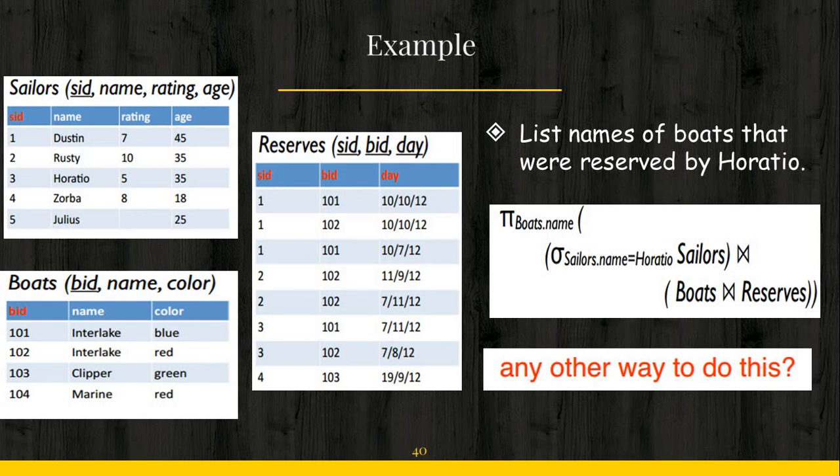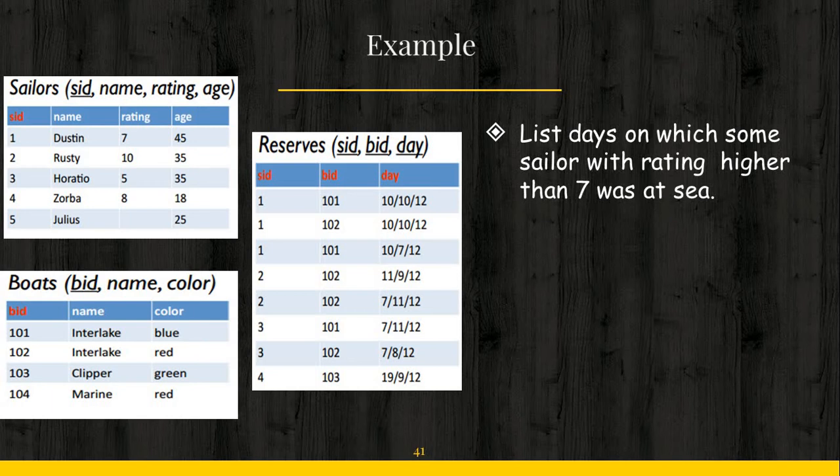Okay, let's go for another example. Let's say, find the days on which some sailor with rating higher than 7 reserved. Well, let's see. And we have to find out the days. So I can find it from the reserves table, and also have to check the sailors with rating higher than 7. The ratings are 7, 10, 8. Higher than 7 means 10 and 8 only.